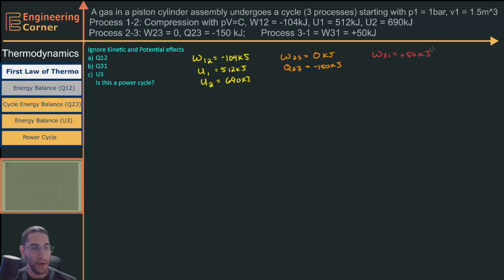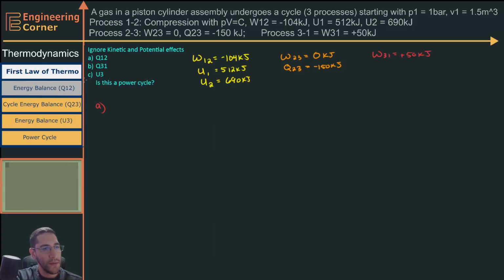Okay, so what are we trying to find? We are trying to find the heat transfer from state 1 to 2, the heat transfer from state 3 to 1, and our internal energy at state 3, and we're also asked, is this a power cycle? We're told that we can ignore the kinetic and potential effects, so that will simplify the problem a little bit. And as it turns out, some of this information is not necessary. We don't really care about the initial pressure and the initial volume to figure out what we're being asked. So to start out, let's start with part A.